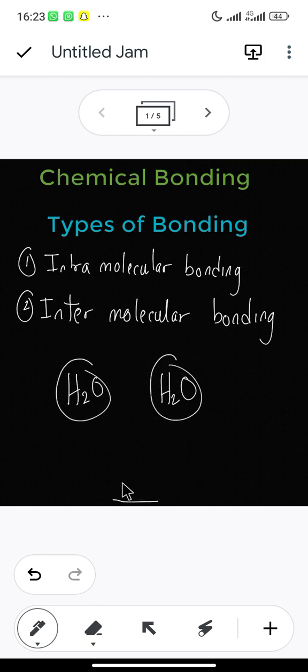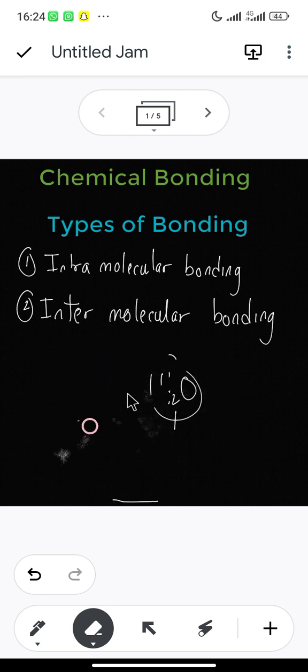You understand? It doesn't necessarily mean the bonding must be between the same molecule. It can be between a molecule and another. But I just want you to get the idea that intra is what occurs between hydrogen and oxygen to form a water molecule, but inter is what happens between water and water molecule, or water and another molecule. So that's what we're going to study.